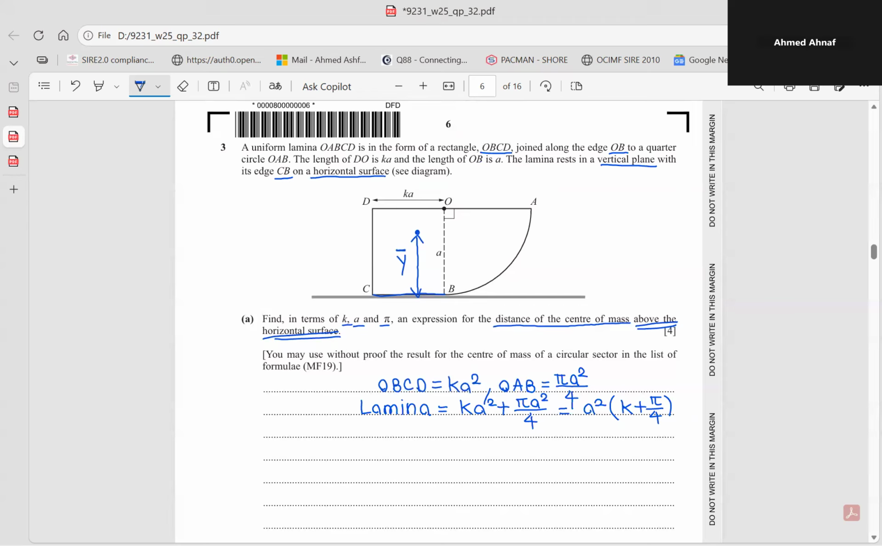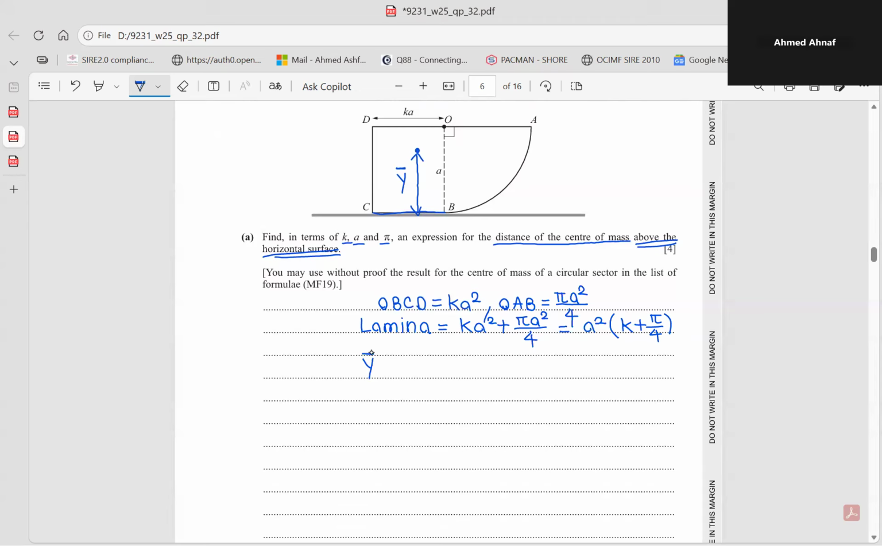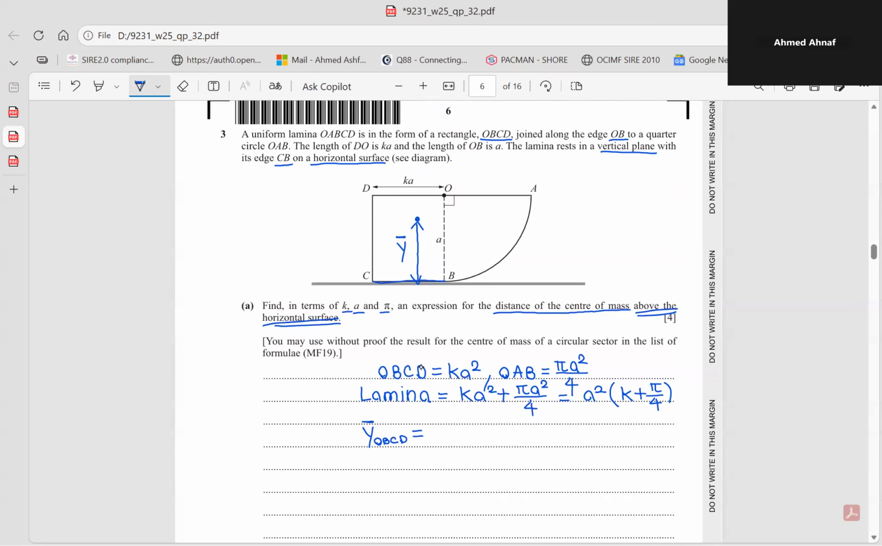Now we are going to find the distance of the center of mass of the rectangle and the quarter circle individually. Let's find the y bar of the rectangle OBCD. To find the y bar of the rectangle, you just have to find the dead center of the rectangle and find the vertical height of it from the horizontal surface. That's very simple. It's just a over 2.